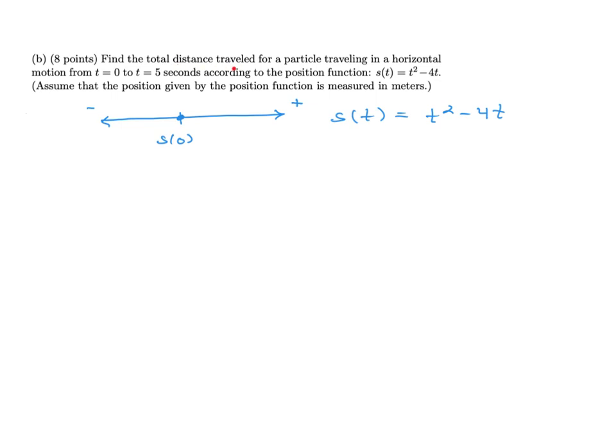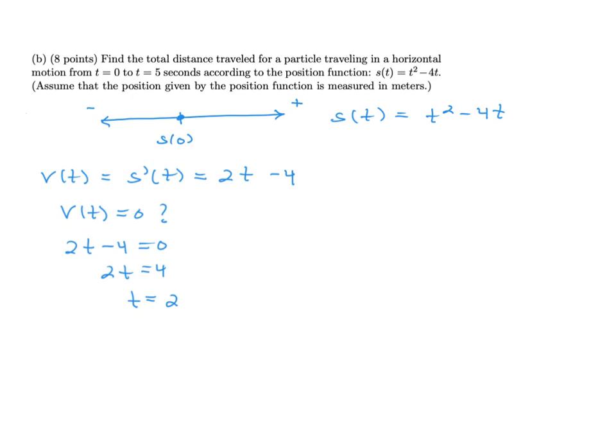To find the total distance traveled, we have to consider if the particle changes directions at any point. This means we have to find the velocity of the particle, see when it is equal to 0, and then when it's negative and when it's positive. If you'd like to find the velocity of this particle, that's the derivative of this position function, which is 2t minus 4. So when is the velocity equal to 0? That is when 2t minus 4 is 0. Or simply, when t is equal to 2, in this case, that is in seconds.